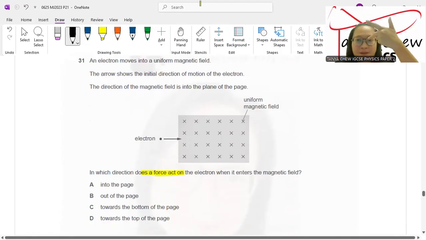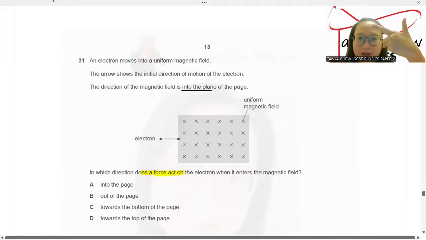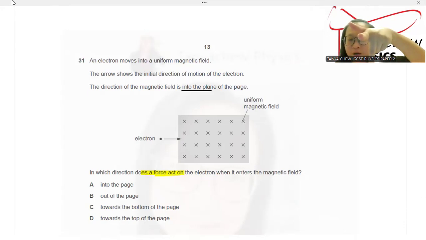So you use Fleming's left-hand rule. This is force, this is magnetic field, and this is the direction of the current. First of all, they told you that the magnetic field is into the page, so your first finger points into the page, right? And since the electron is moving towards the right-hand side of the page, the current must flow in the opposite direction to the electron.